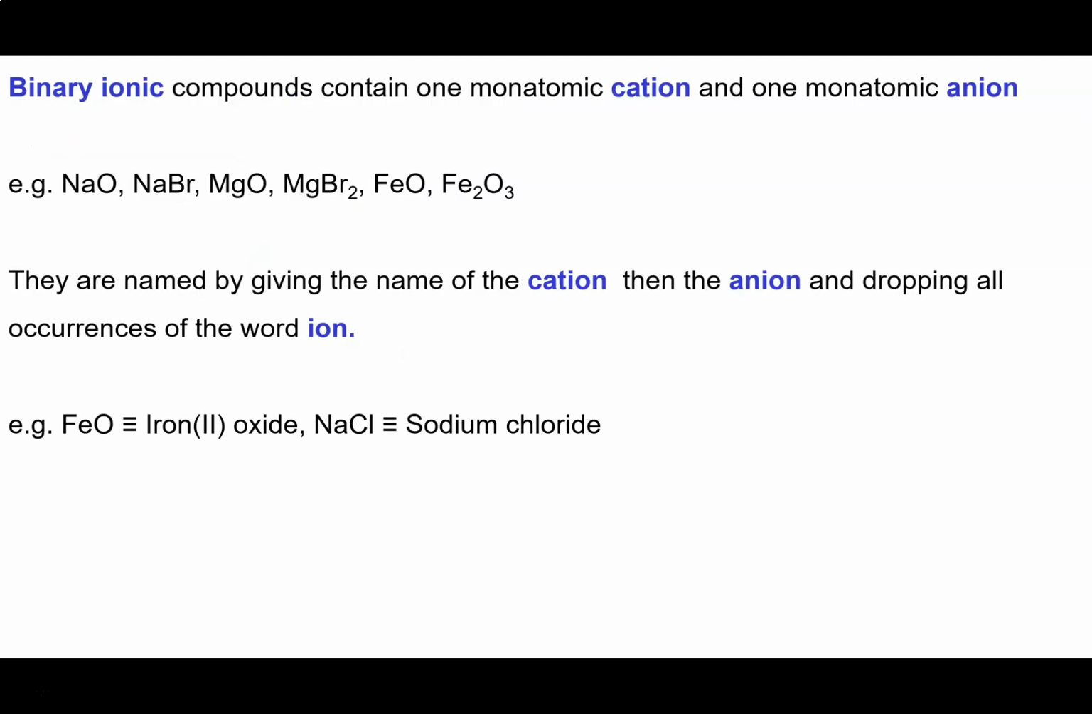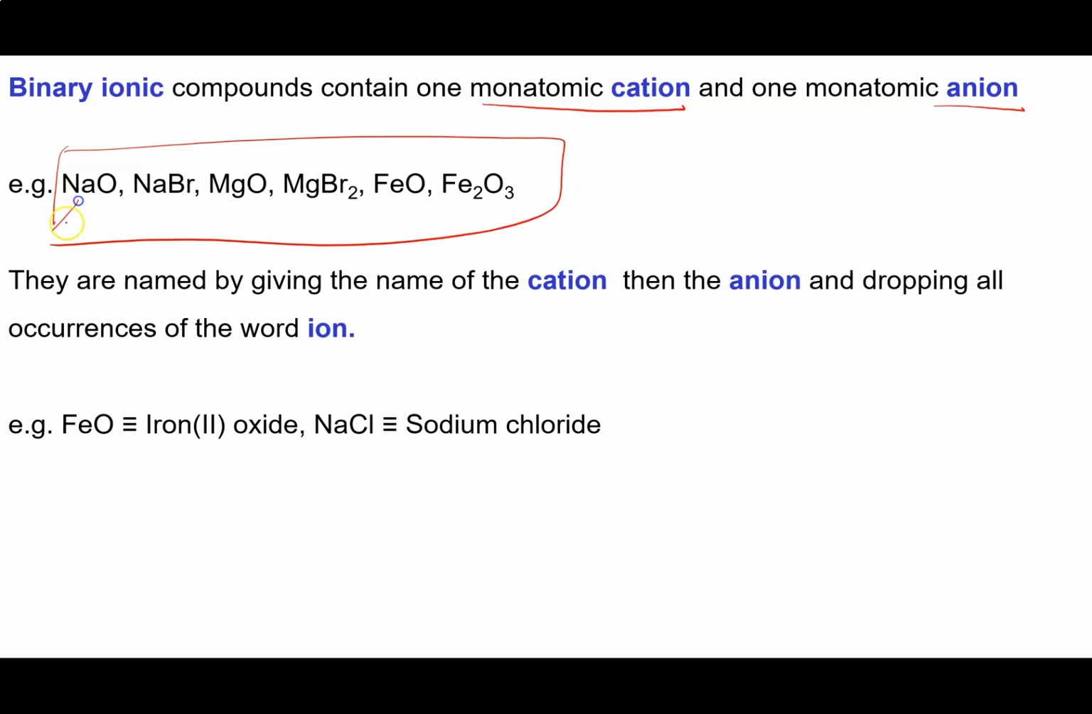So binary ionic compounds contain one monatomic cation, that just means a single atom that has lost some electrons, and one monatomic anion, that's just a single atom that has gained some electrons. We've looked at this exact slide before, and their formulas just contain one metal and one non-metal. Really simple. Now, how do we name these types of binary compounds?